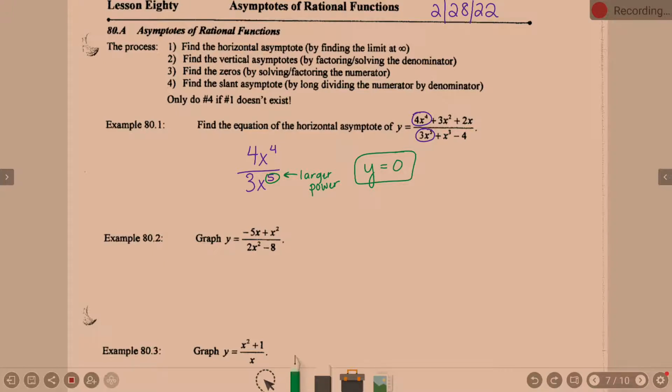If the powers match, you're using the coefficients. If the bigger power's on top, we say no horizontal asymptotes, and that takes us to the slant asymptotes. And officially, what I should be saying here, do you remember the limit as x approaches infinity? The limit as x approaches infinity, and then you end up, again, with that extra x on bottom. So, okay, let's get to graphing. Example 2 is graph.